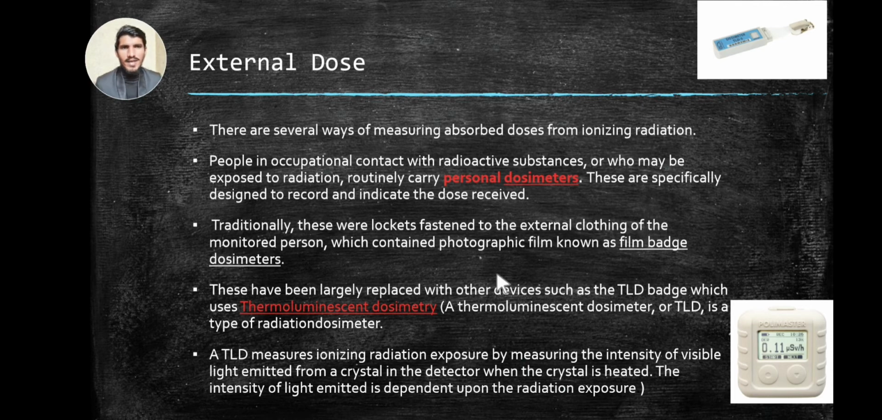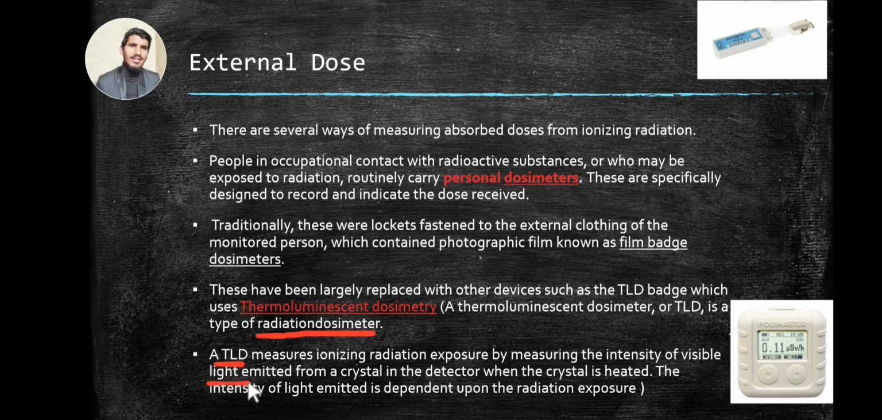So what is a TLD badge? TLD stands for thermoluminescent dosimeter, which is a type of radiation dosimeter. A TLD measures ionizing radiation exposure by measuring the intensity of visible light. So how does a TLD work? It measures the radiation exposure by measuring the intensity of visible light.